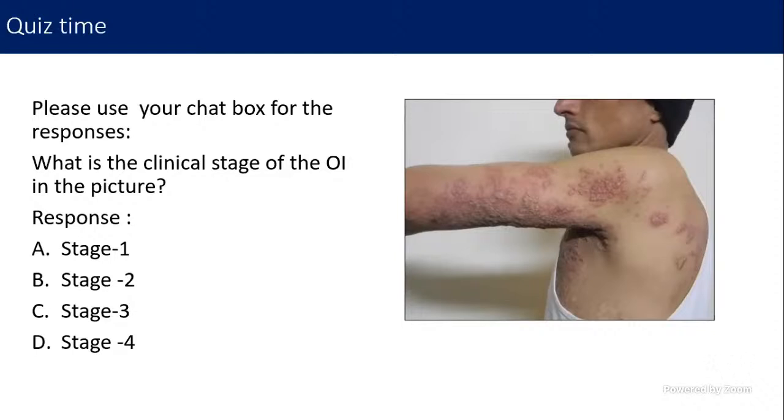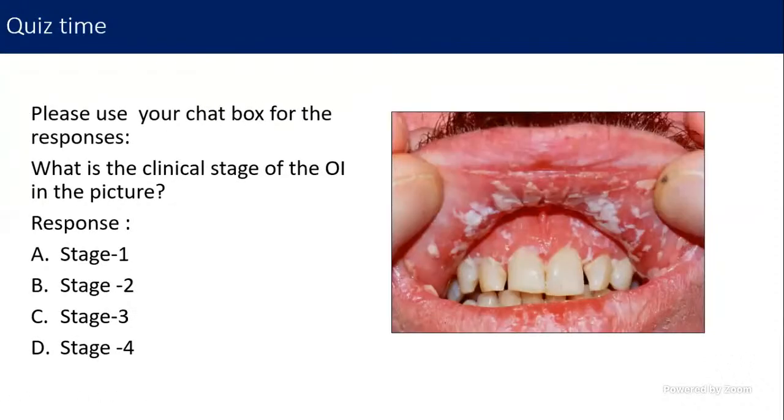Next slide. Yeah. So what is this now? What you're seeing, that curdy white precipitate in the oral cavity? Which candidiasis, which stage? Yes, sir, oral candidiasis is stage 3. Very good, madam. Very good. Very good.